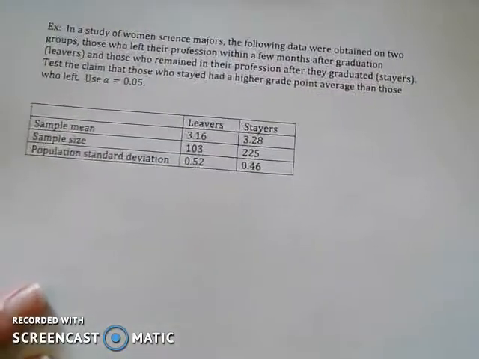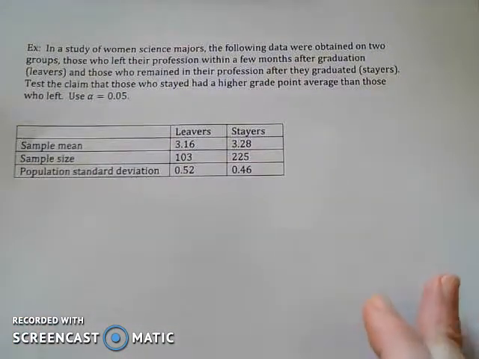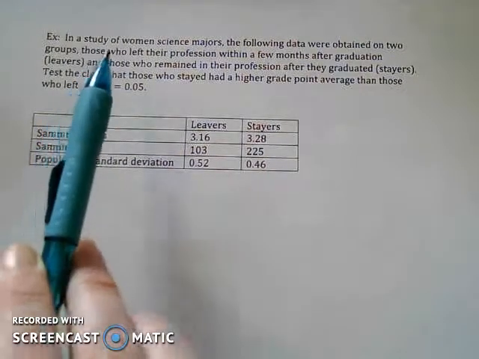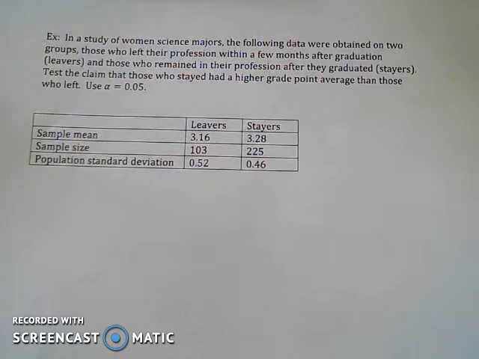One last one. So I think these are flip-flopped in your notes, but obviously that doesn't really make a difference. Okay, in a study of women science majors, the following data were obtained on 2 groups: those who left their profession within a few months after graduation, which are called leavers, and those who remained in their profession after they graduated, called the stayers. Test the claim that those who stayed had a higher grade point average than those who left. So here's where it gets a little bit tricky.